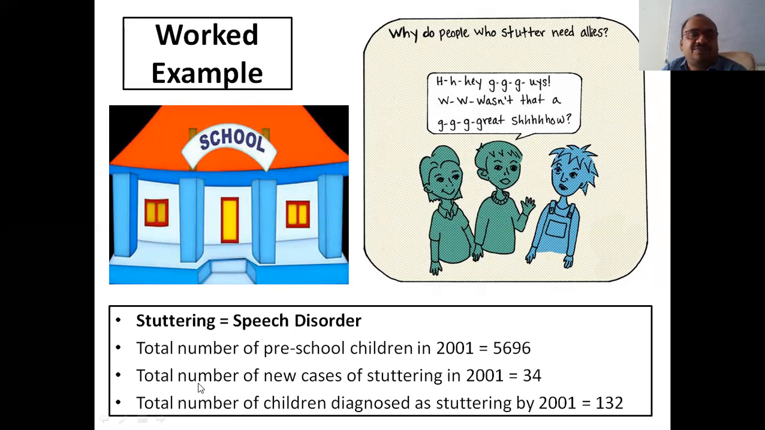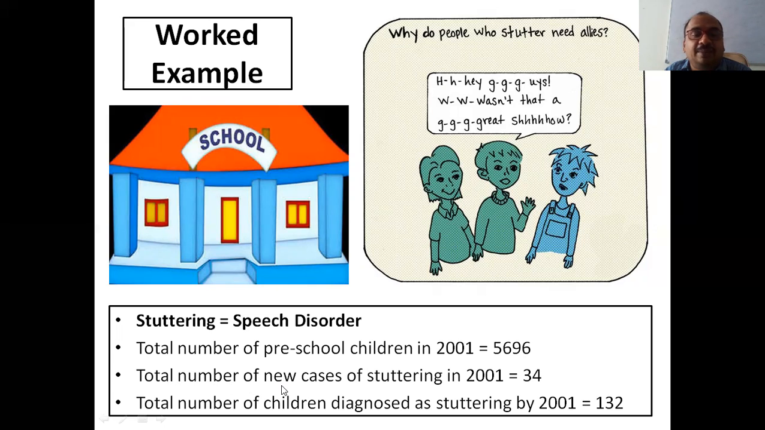Total number of preschool children in 2001, up to 2001. See, total number, either they may have been admitted last year or before last year, whatever it may be. Total number of preschool children is 5696. This is the total number of the children.